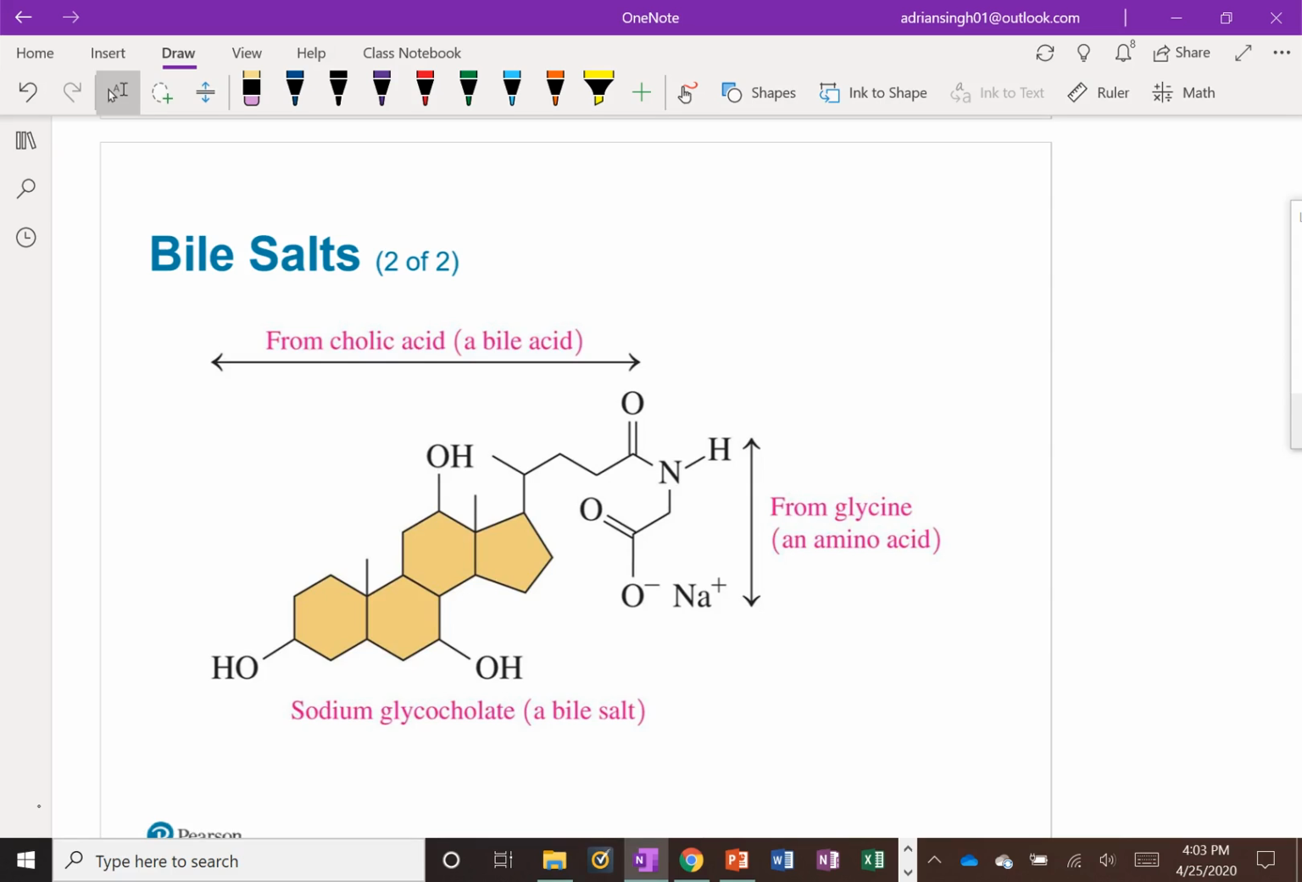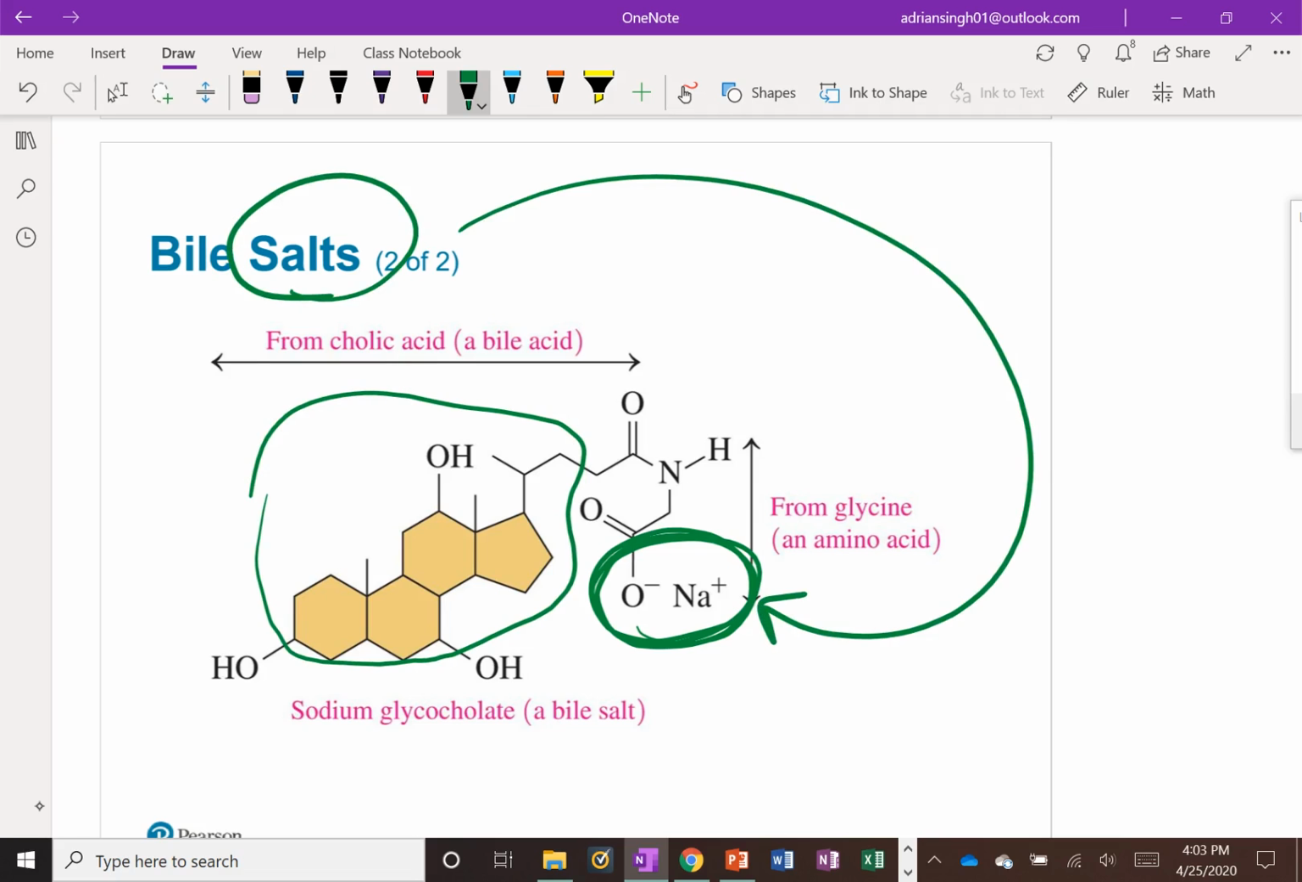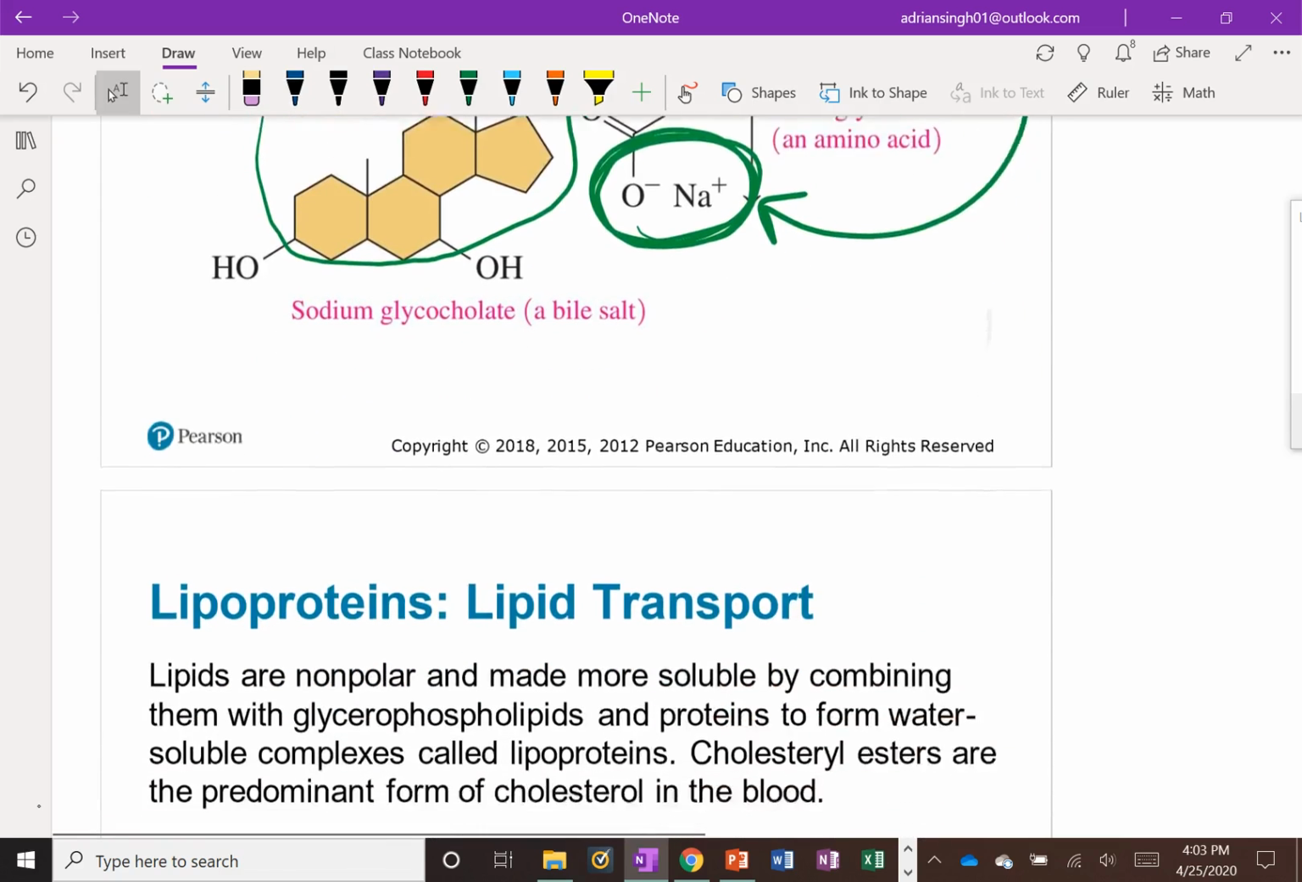So here's an example of a typical bile salt. This is called sodium glycolate. It's a salt, and it's a salt because it's got a charged portion associated with it. And then the majority of this, again, you have your steroid nucleus, and there's lots of C's and lots of H's, right? So it's a salt because of that charged region of the molecule.